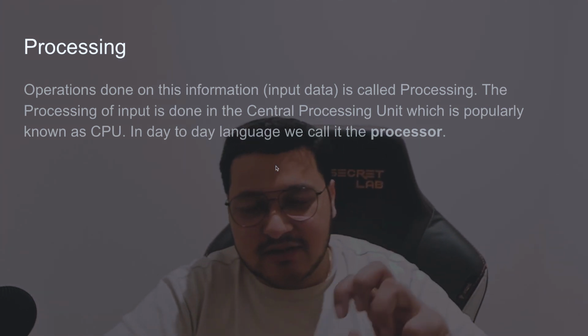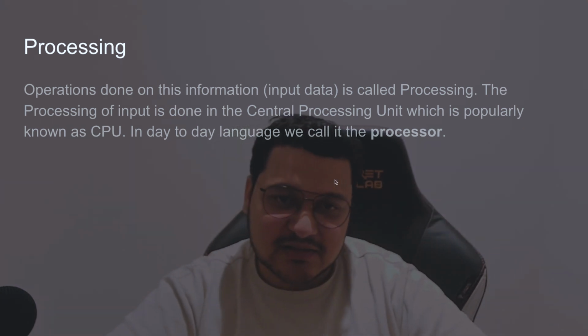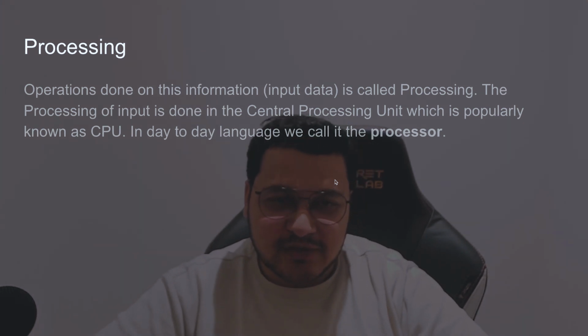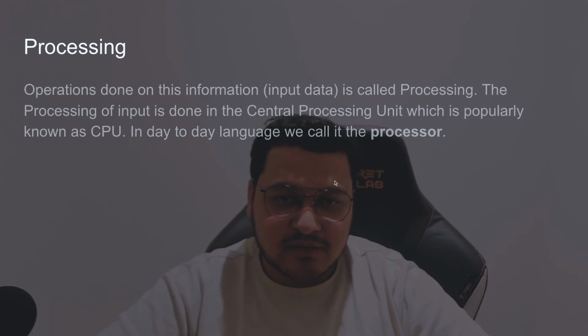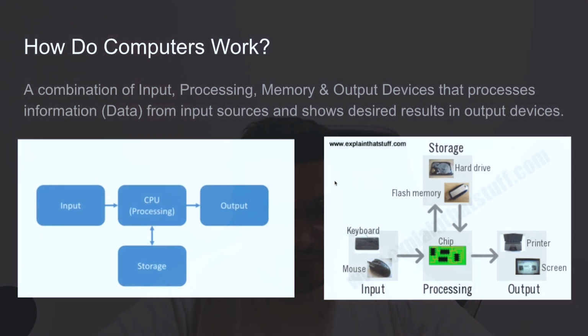The central processing unit is within the motherboard. It's a combination of a couple of things, which includes the processor and a few more things attached to it. Here's a quick screen image which shows how this combination works together. We have the input, we have the CPU, which is the processing, and the output. The storage is also connected to the CPU to do the processing. In generic terms, it would look something like this.